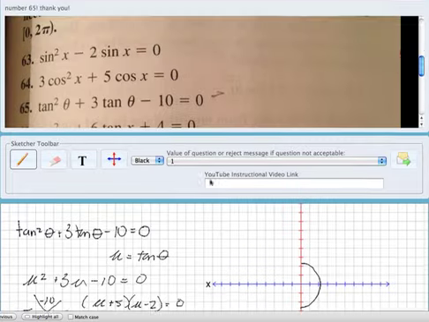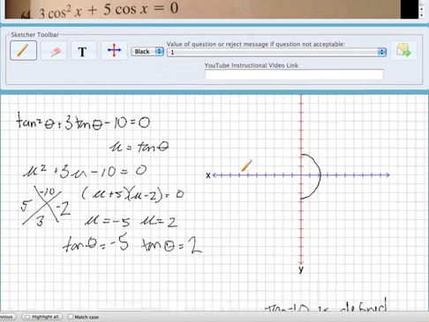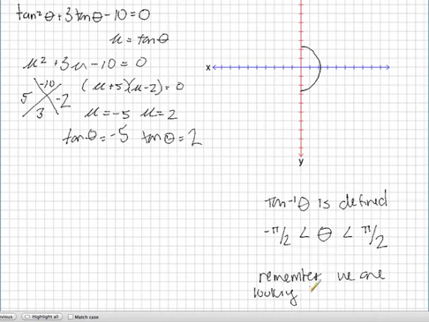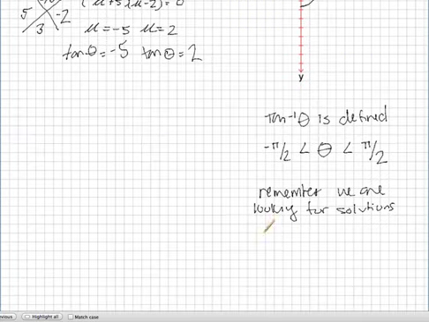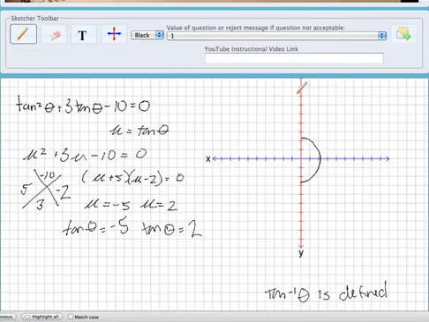In your original problem, they asked you to solve for all solutions in the interval 0 inclusive to 2 pi non-inclusive. So we got to tweak our answers just a little bit. So let's just go ahead and remember we're looking for solutions in this interval.